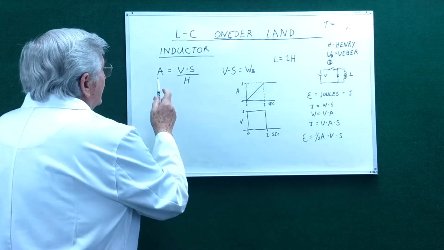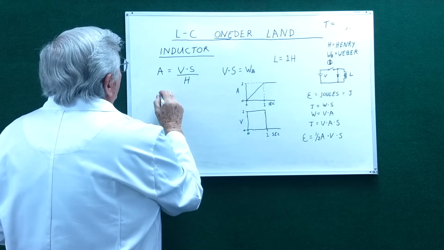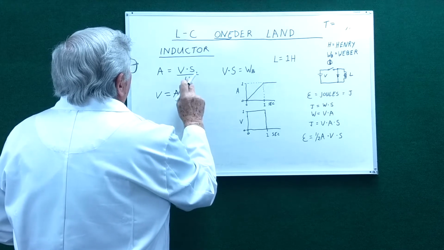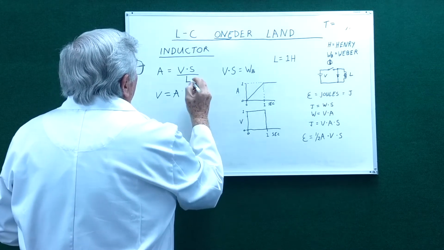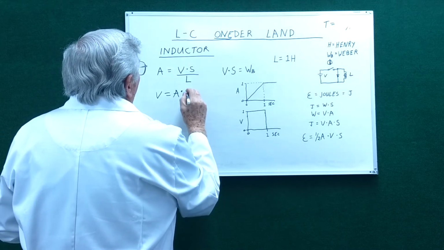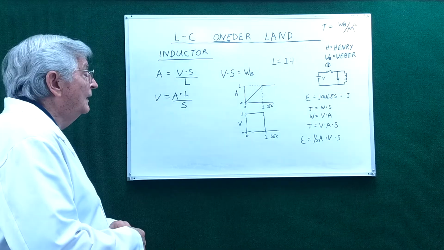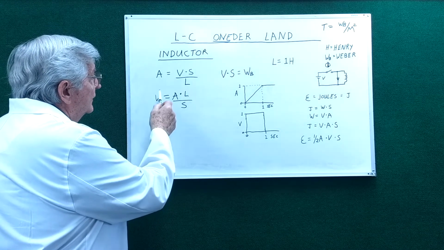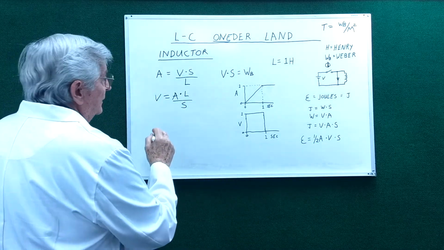So if we solve this equation here for volts, we'll have volts equals amp. And let's change our Henry to L, the inductance. So the volt equals our amp henries per second. Okay, we've solved for V. Now let's take this expression for V and plug it into that equation.